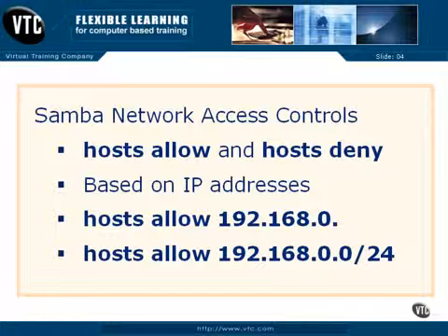In other words, this first directive is the same as the second directive, both limiting access to systems on the 192.168.0.0 network, the Class C network, in other words, with a subnet mask of 255.255.255.0.